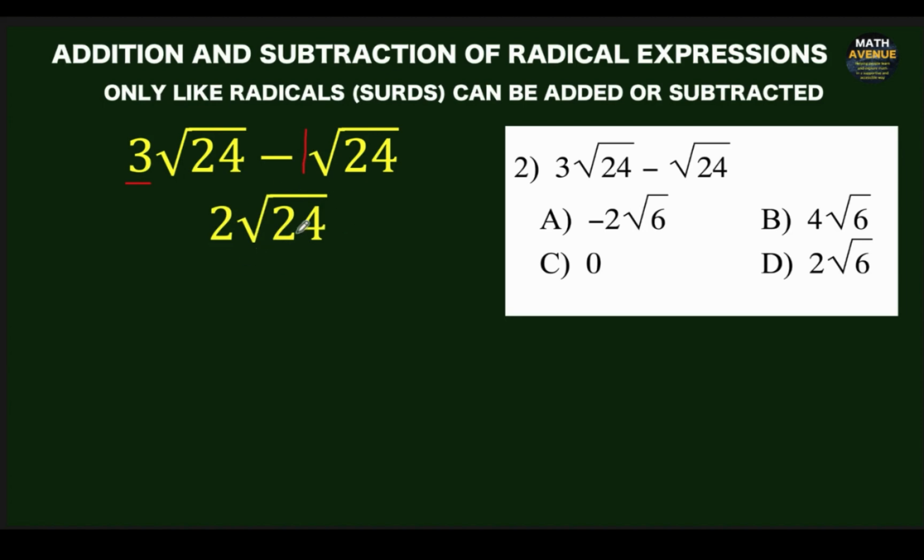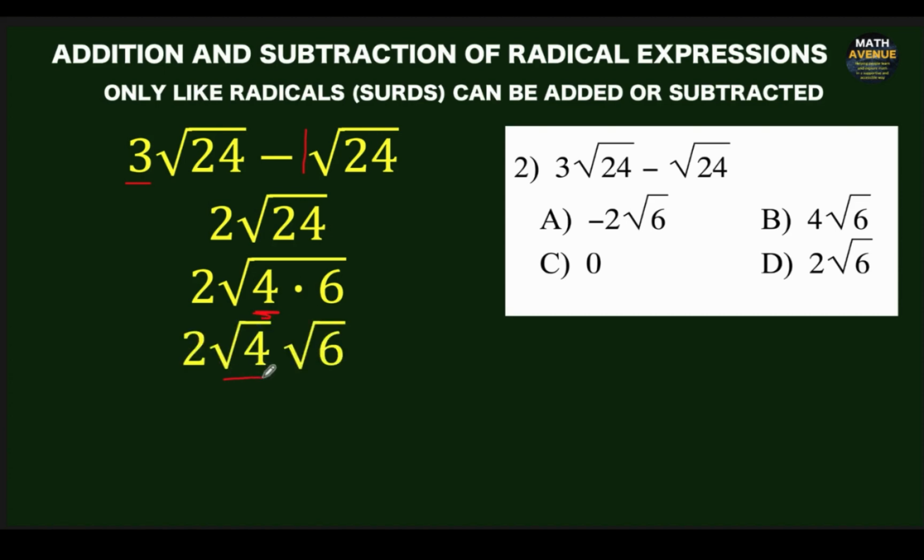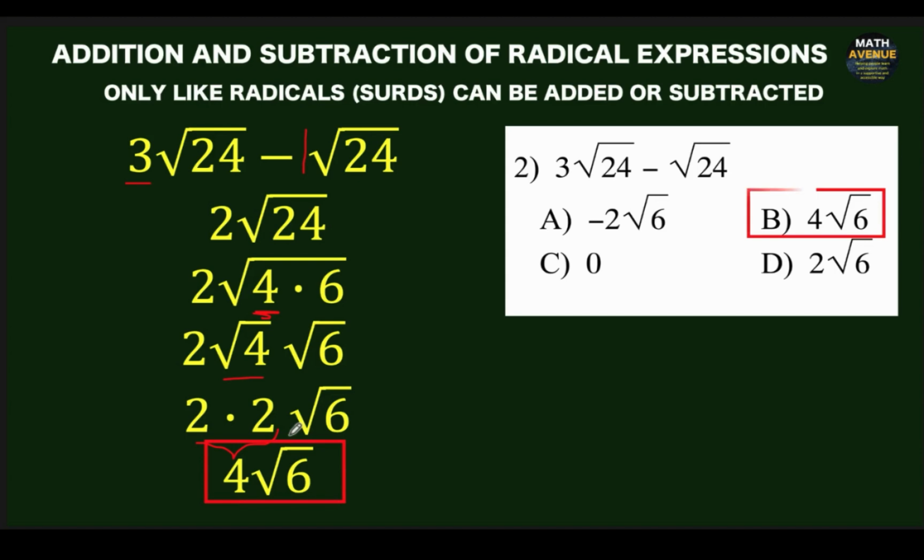But square root of 24 is not yet in its simplified form. So i-simplify ito po. Isurat ta ang 24 as 4 times 6. Ding huli po ta ang 4 is a perfect square. That is 2 squared. Then, applying the product property, split them into 2 radicals. And square root of 4 is equal to 2. So you have 2 times 2, copy square root of 6. And then multiply 2 times 2 to get 4. And copy square root of 6. So our final answer is 4 square root of 6, which is letter B.